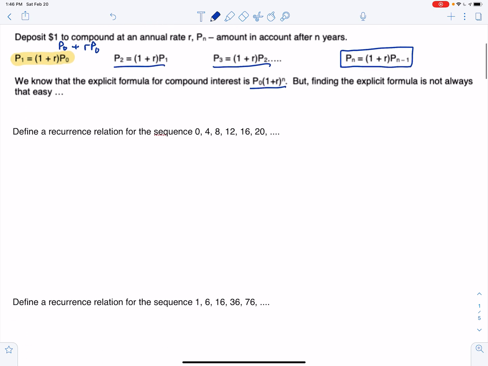So looking at this first one, let's define a recurrence relation for the sequence 0, 4, 8, 12, 16, and 20. This one, fairly simple. We can see that to get to the nth term, we're adding 4 to the previous term, where the first term is 0. And by guessing, you could probably tell that a sub n is equal to 4n. We're actually going to come up with a way to prove that in the next slide or so.